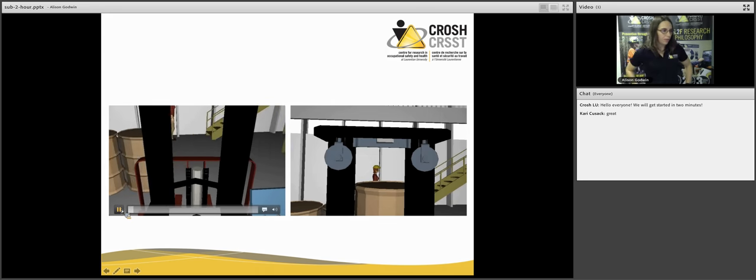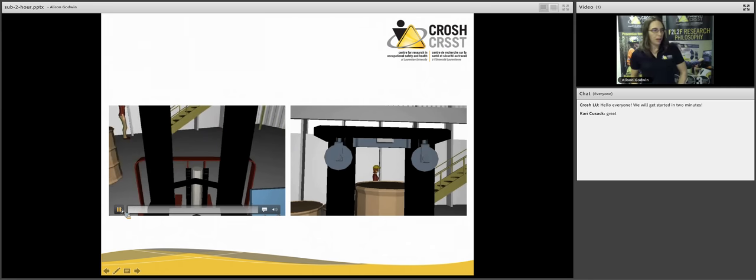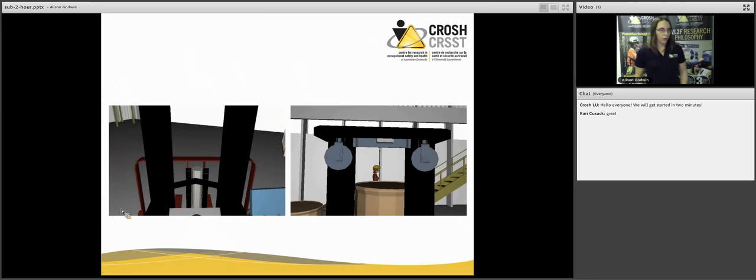So, play this one first, and you can see that quite quickly that pedestrian was blocked by one of the masts, and that's in the scenario where there's no load on the front of that machine.